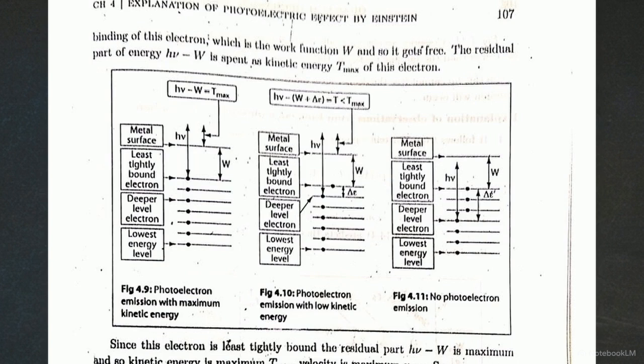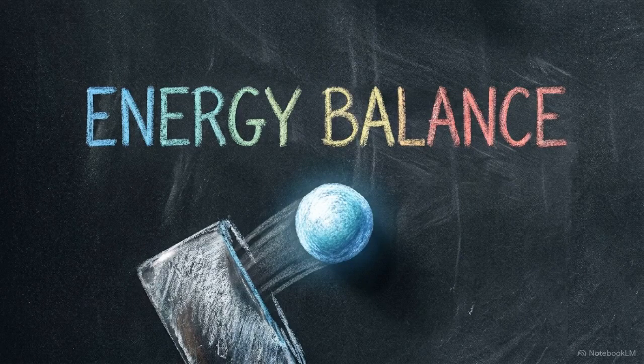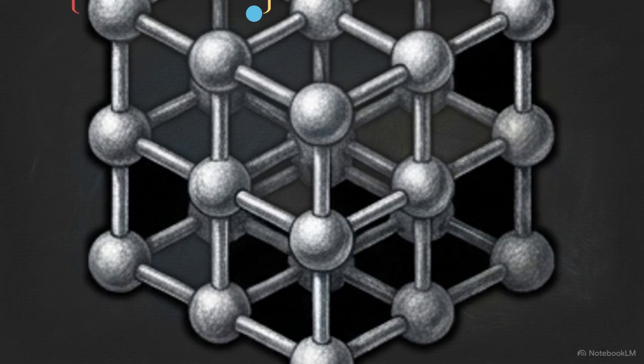For the least tightly bound electron, the maximum kinetic energy is simply the incident photon energy minus the work function. The freed electron's kinetic energy is just the photon's total delivered energy minus the binding energy toll required to exit the metal. This subtraction solves the threshold paradox.